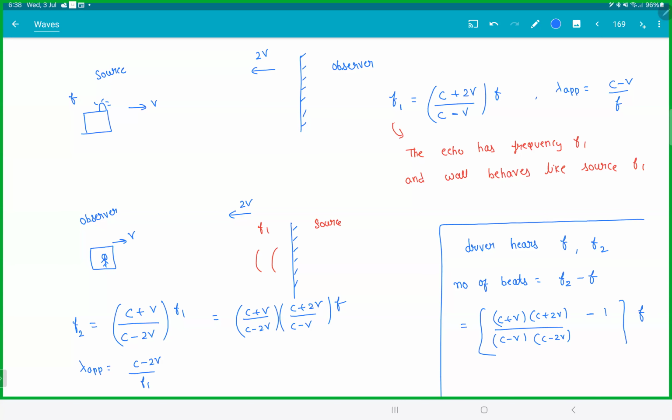Is this making sense, everyone? So whenever you want to find lambda apparent, whatever you hear, it's C minus 2V by F1 directly. Don't simplify it. Number of beats is 3? I don't think you'll get such a good answer, but maybe. I'm not getting a feeling it will be 3. Is this clear, everyone? Easy? Understood?